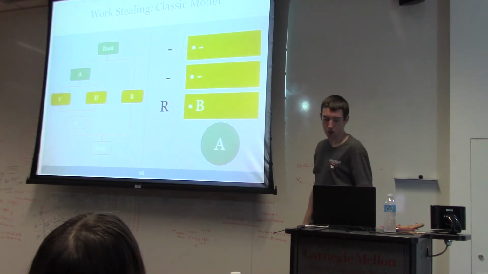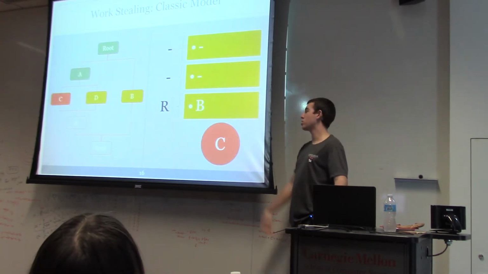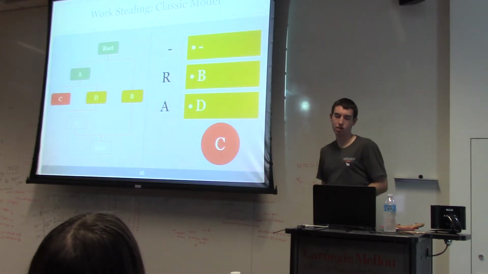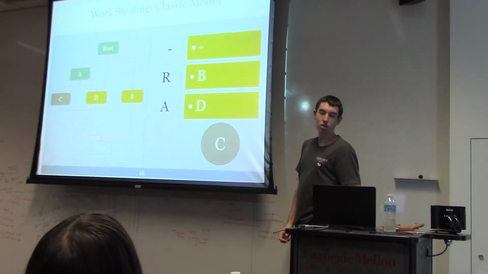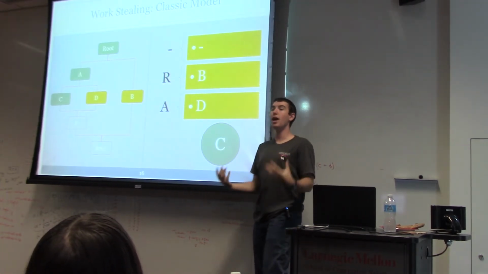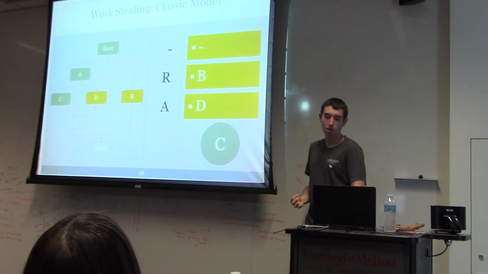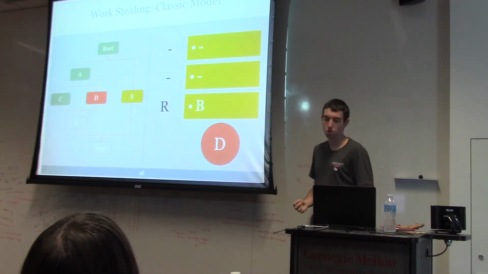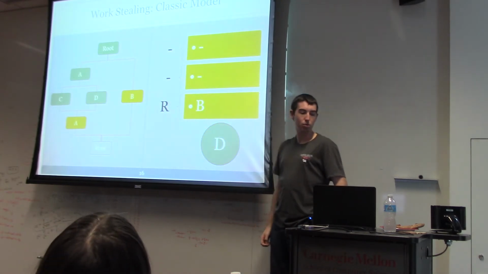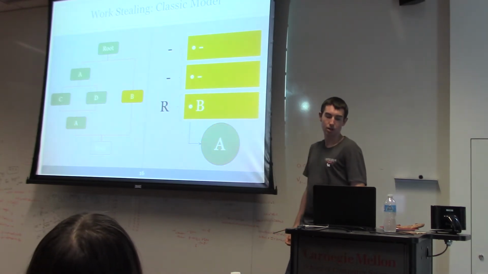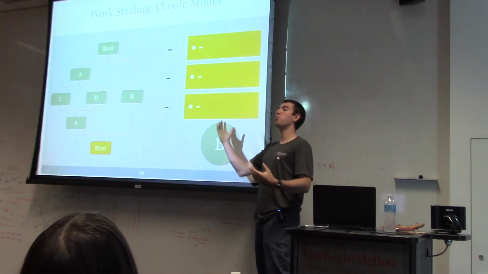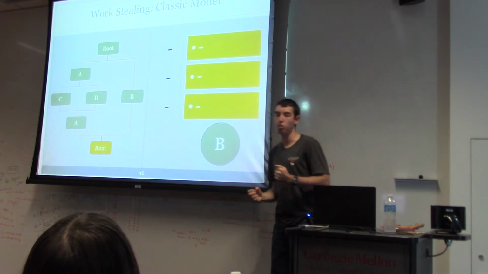So at some point we finish A, we start working on C, we add D to the deck, and everything is great. And then once you finish something that doesn't fork, you don't have anything else to add to your deck, so you take the bottom item off your deck and you start working on it. Then this finishes, we repeat the process again until we finish the computation. Now, this is if we only have one processor working on this particular problem.